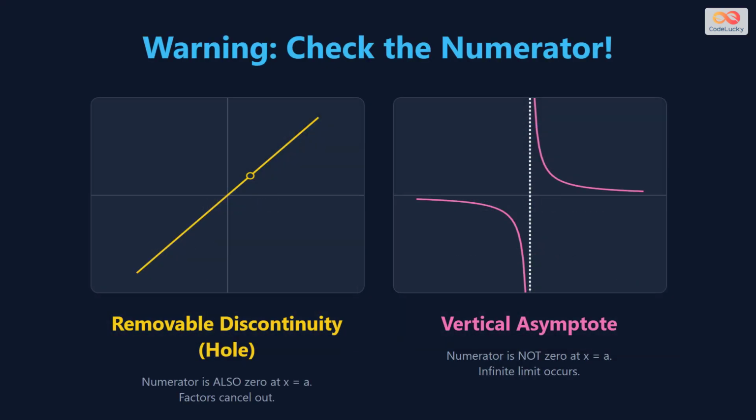Be careful, though. Not every zero in the denominator is an asymptote. If the numerator is also 0 at that same point, it might just be a hole in the graph, known as a removable discontinuity. An asymptote only occurs when the denominator is 0 and the numerator is a non-zero number.